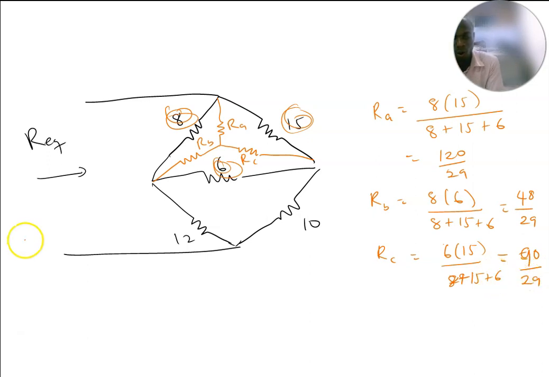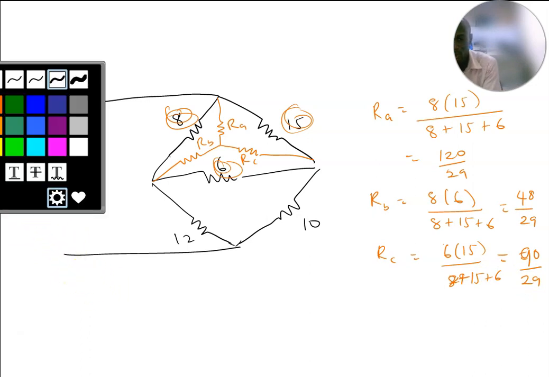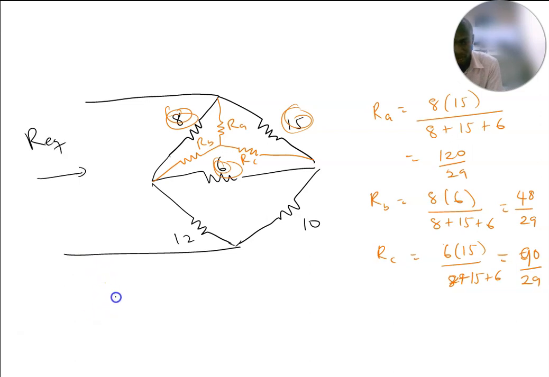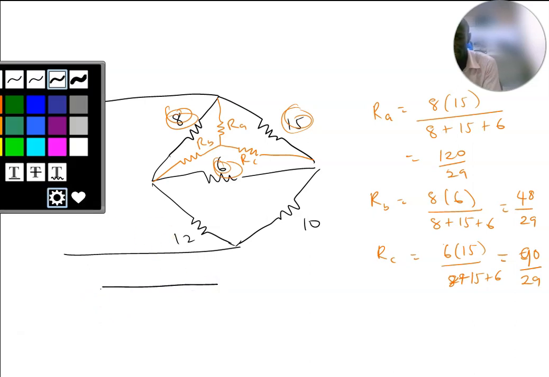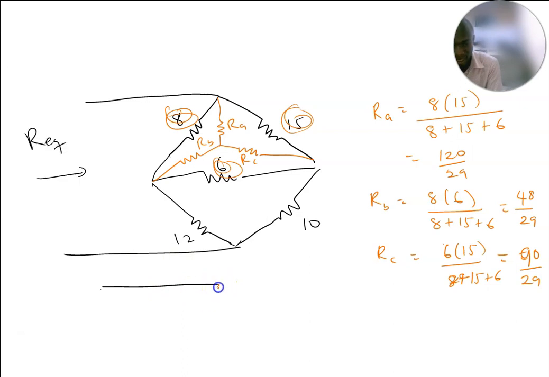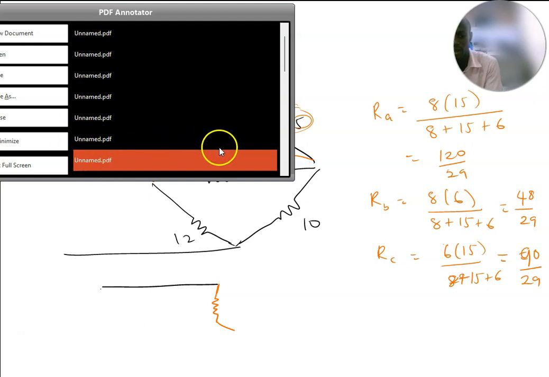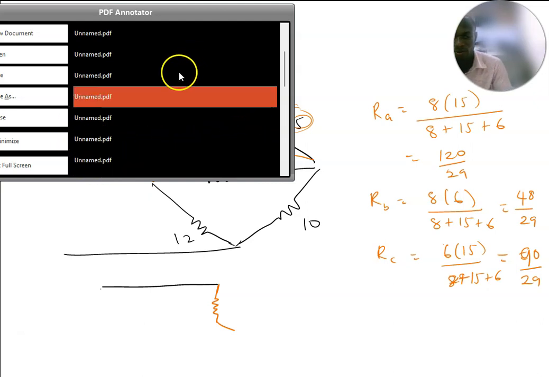So now, what's going to be the new circuit? The new circuit will become something like this. I have my black here already. Very good. Then let me use my orange ink. So I have a resistor here, and I have another resistor. Let me draw it on a different page.